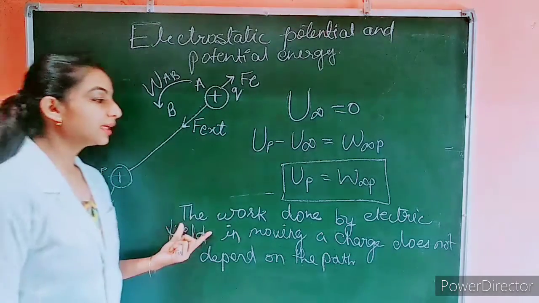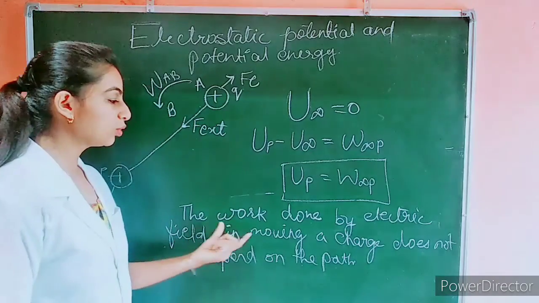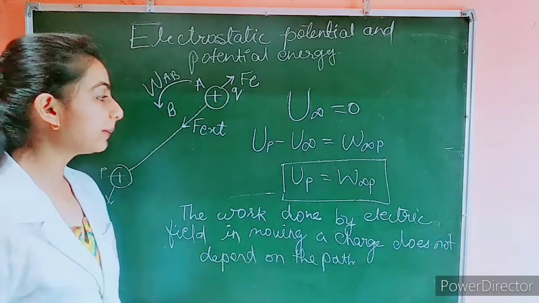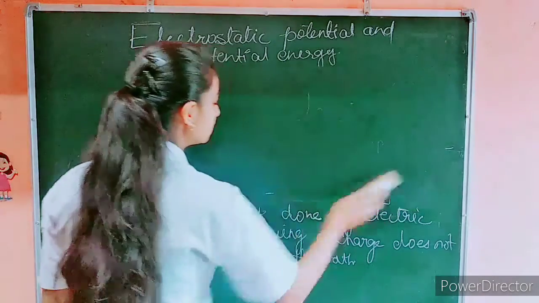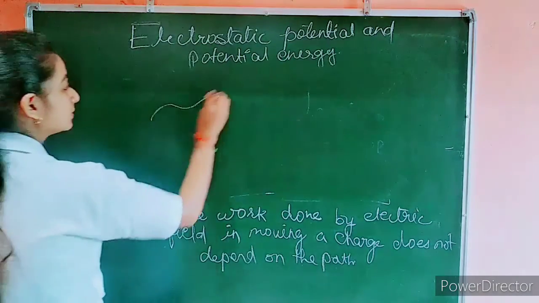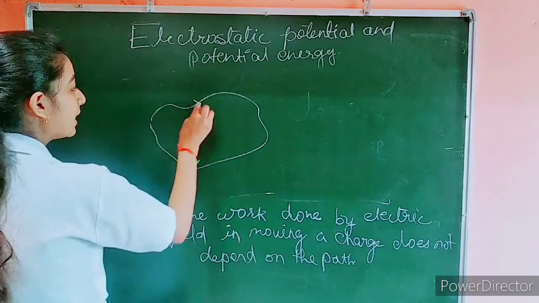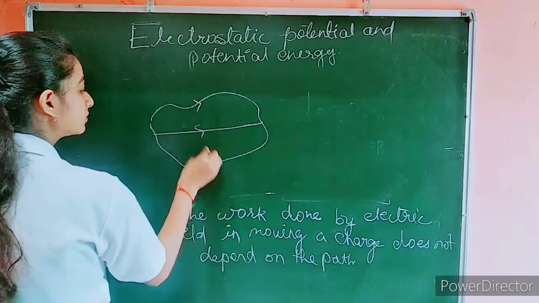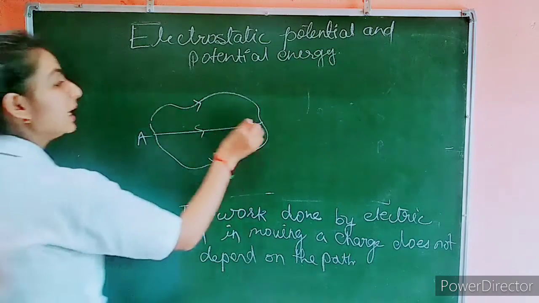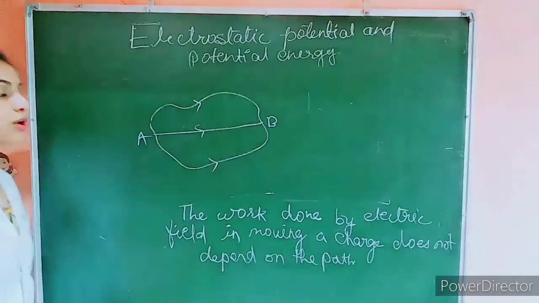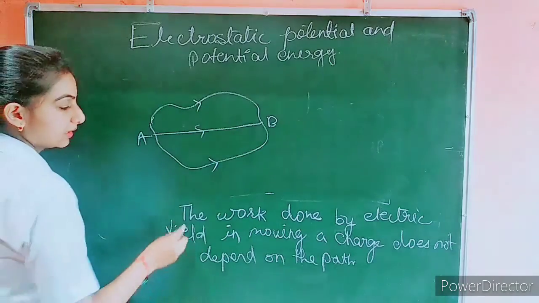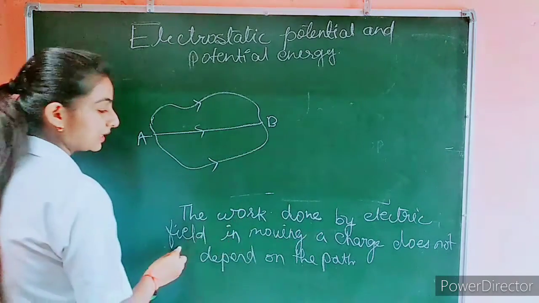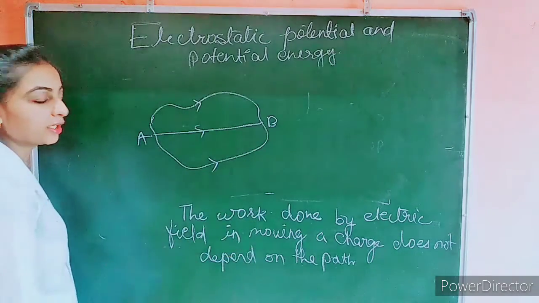Now, the work done by electric field in moving a charge does not depend on the path. So, if we consider a closed path, this is point A and this is point B. In bringing a charge from A to B, the work done by the electric field does not depend on the path.